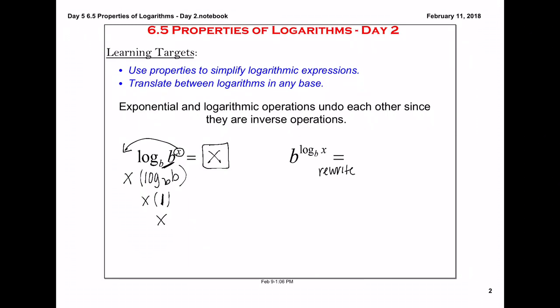In the next example, if we think of this as exponential form and rewrite it using a log, we would say b raised to the log with a base b of x is equal to x. So this property or rule states that when you have a base raised to a logarithm and the base of that log matches, it's going to equal whatever your log is.